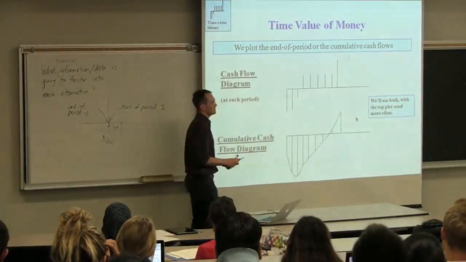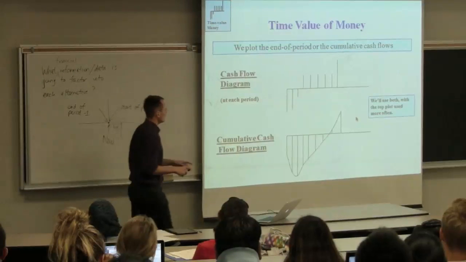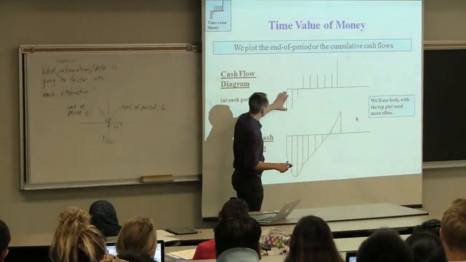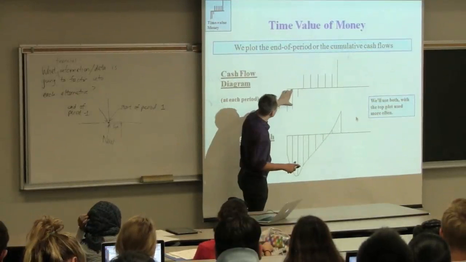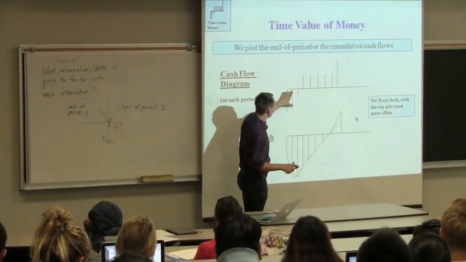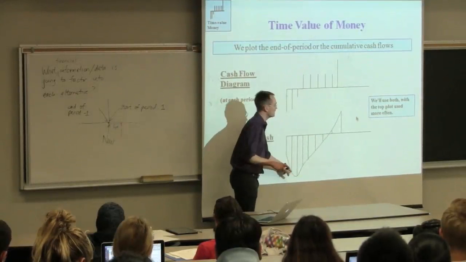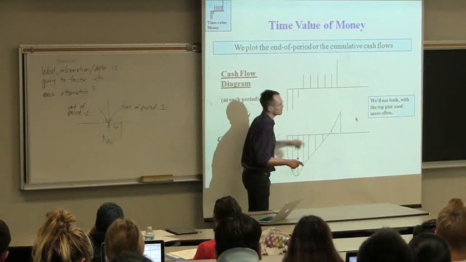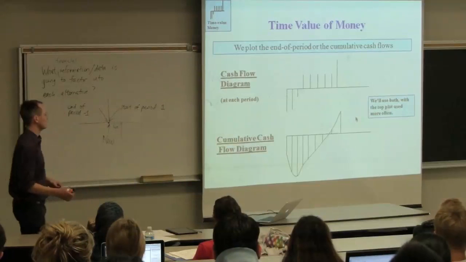What we can also do is plot the cumulative cash flow. So we take our particular time period at zero, and then we add the net cash flow at the end of that first period to that, and we draw it over here. And then we see on adding those particular distances to get the cumulative cash flow.